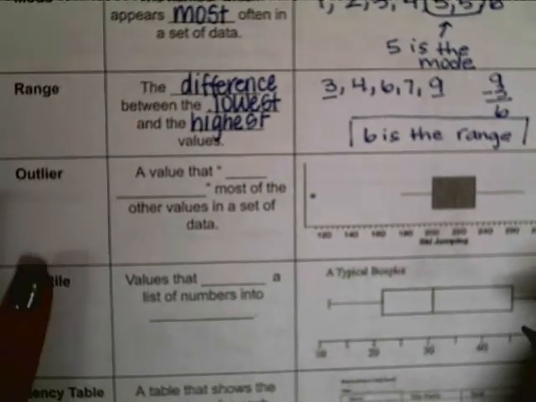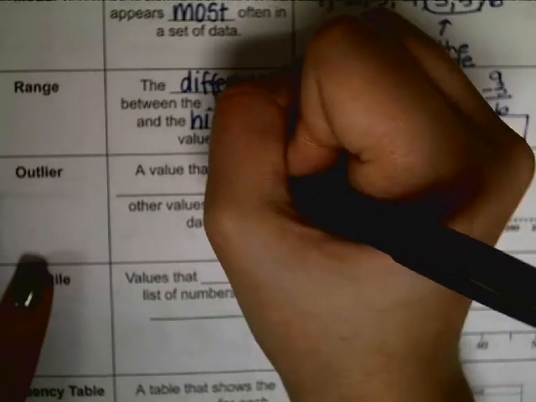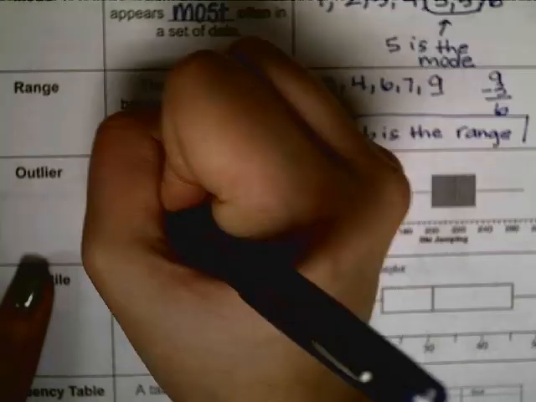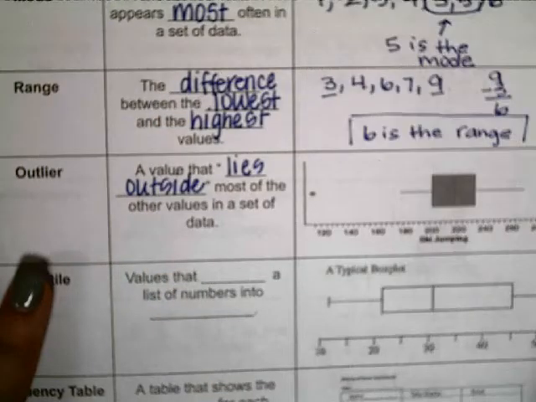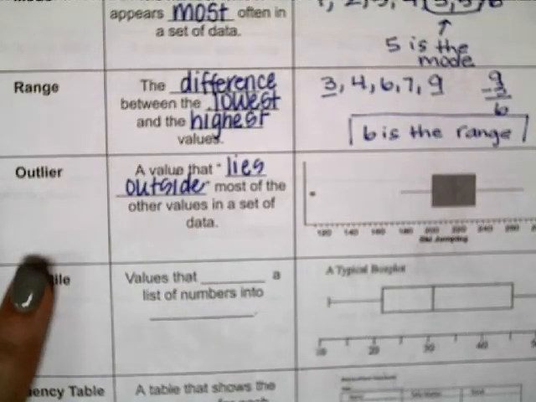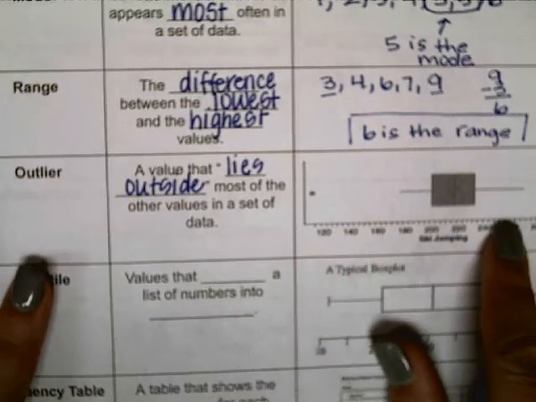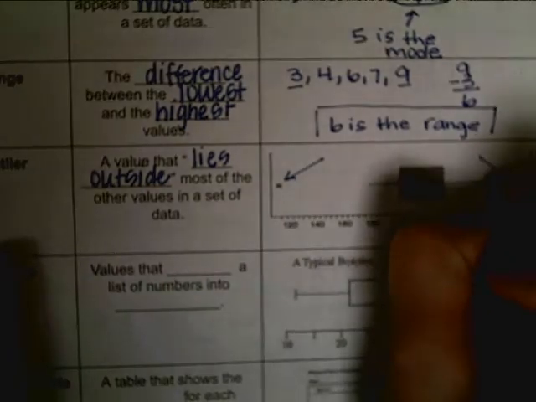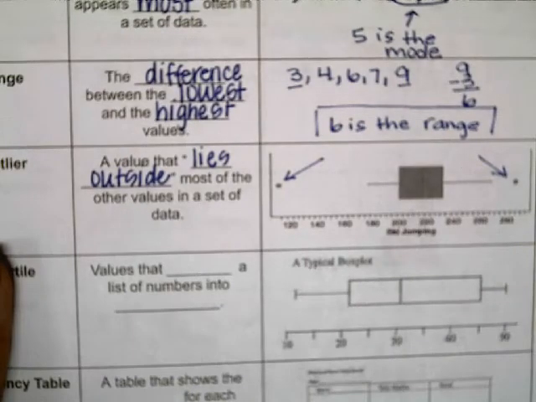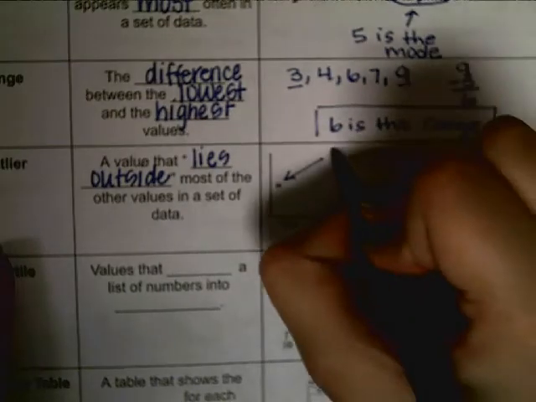Outlier. A value that lies outside most of the other values in a set of data. So if you look at your box and whisker plot here, this right here is way outside, and so is this dot. These do not connect. They are outside of the box and whisker plots. These represent your outliers.